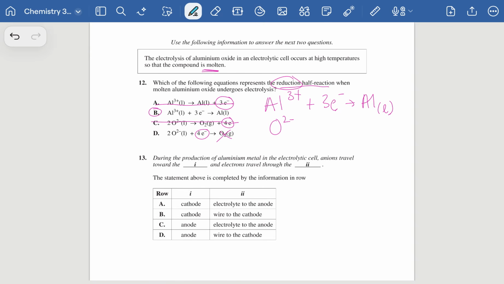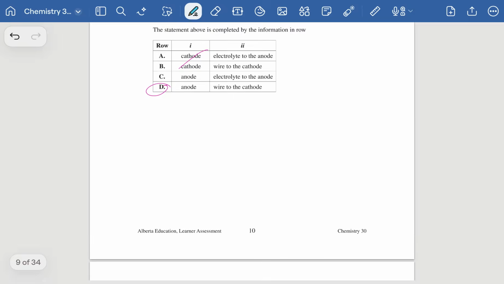Now here, during the production of aluminum metal, the electrolytic cell, anions travel, and this is now just theory. Even if you had a different cell, anions always travel to the anode. Cations travel towards the cathode. And electrons will travel through that wire going to the cathode. So again, know how the cells work, and this is just a nice and easy theory question.